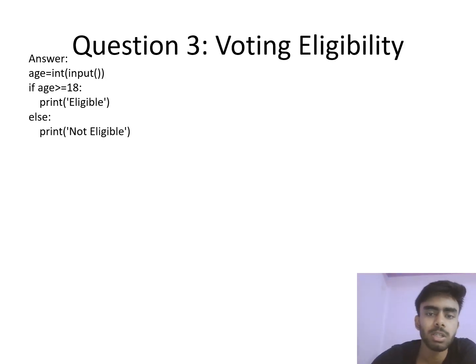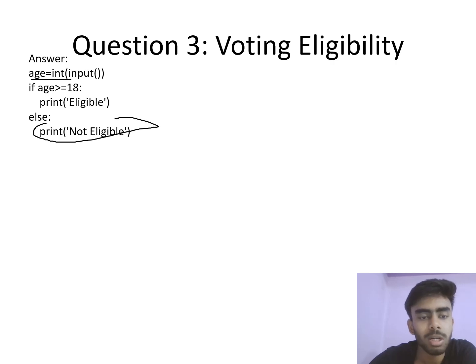This one is our third question: voting eligibility. For voting eligibility, when a teenager becomes above 18 years, only then can he vote. So write your code over here. First take age as input from the user, then apply your condition. If age is greater than or equal to 18, then print eligible. Otherwise, else print not eligible.